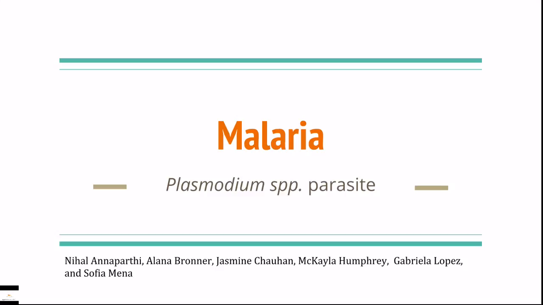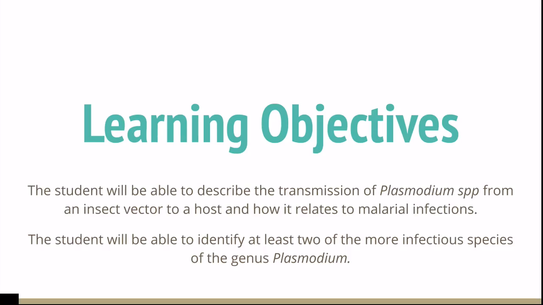Today we are going to be talking about malaria, also known as Plasmodium spp. There are two learning objectives. One, the student will be able to describe the transmission of Plasmodium spp. from an insect vector to a host and how it relates to malarial infections. And two, the student will be able to identify at least two of the more infectious species of the genus Plasmodium.